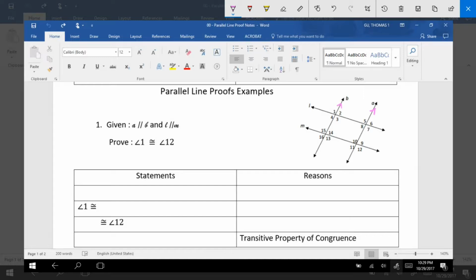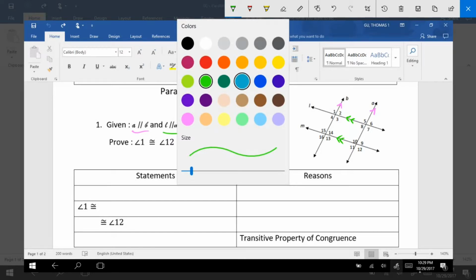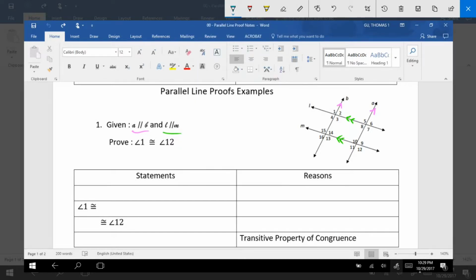Then it says L is parallel to M. So let me label that one as well with the double symbol. All right, so we've got those two, and let's take a look at what they want us to prove. They want us to prove that angle 1, that's right here, is congruent to angle 12, that's right here.